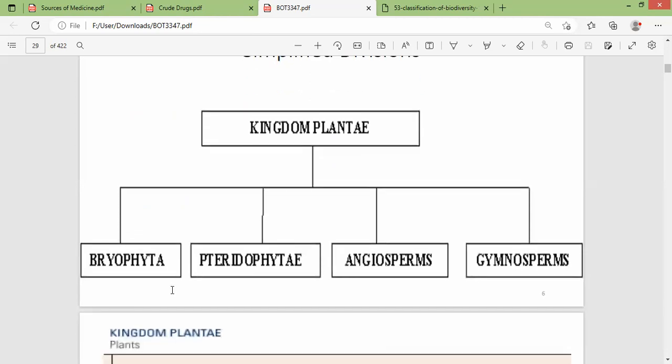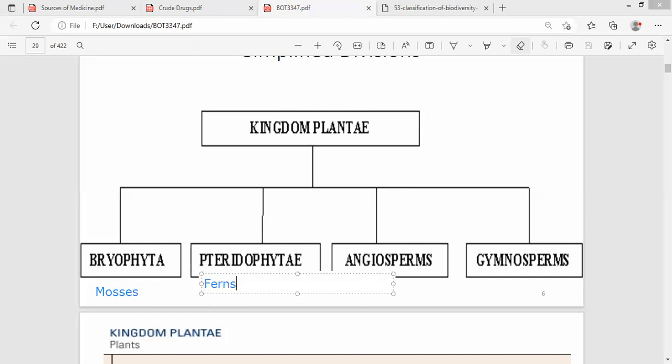So Kingdom Plantae has 4 major phyla or divisions: the Bryophyta, the Pteridophyta, the Angiosperms, and the Gymnosperms. Let's summarize it here. For Bryophyta, we are talking about the mosses. Then for the Pteridophyta, we are having the ferns.